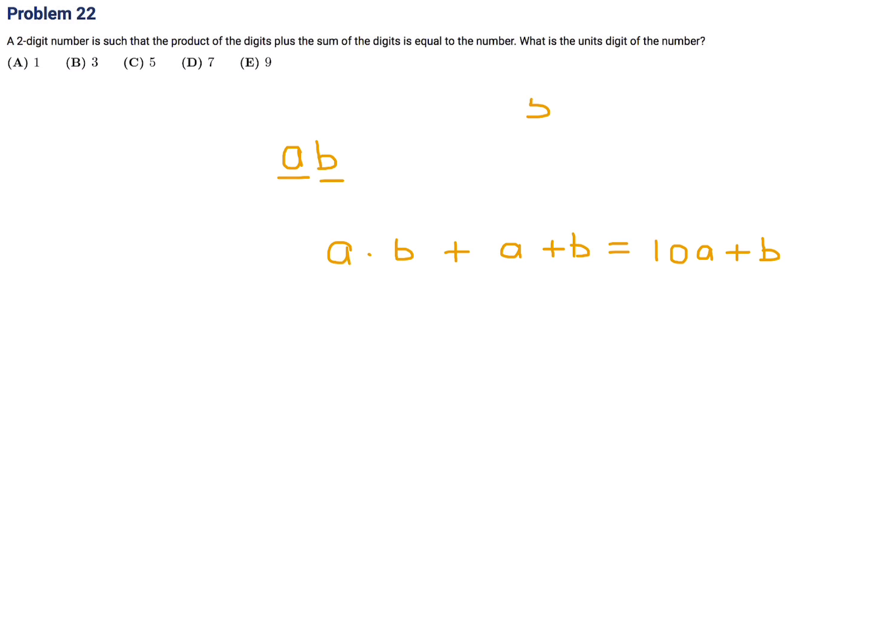Why? Because if you have a number like 57, 57 is really 5 times 10 plus 7. So that's why I have to put it in this form. Okay, so this is just A times B, and then if we get rid of the B's, we get 9A. Cancel out the A's, and we get B is equal to 9. And that is indeed the units digit. So number 22, the answer is E.